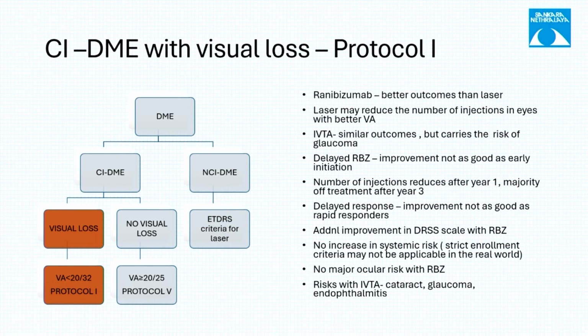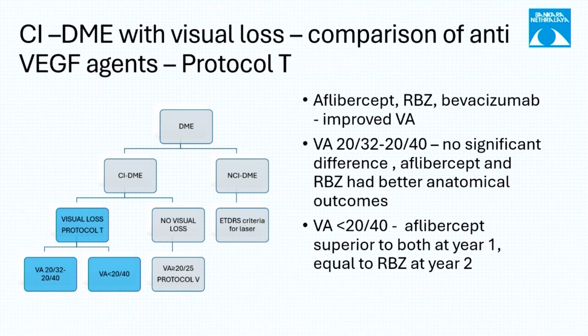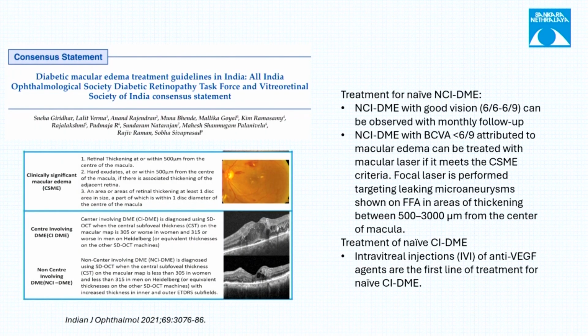So if there's no visual loss, you can observe the patient. If there's visual loss, you treat the patient. If the visual loss is more, if the vision is poor, aflibercept may be better in the first year, but there is no change in the second year. But if the vision is good, any of the anti-VEGFs work as well. So these are the Indian guidelines, which is probably good for you all to know how we treat them.